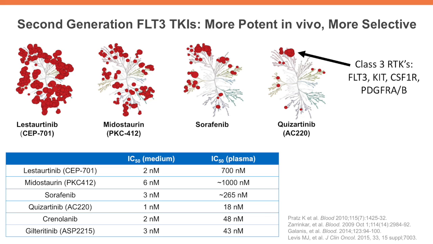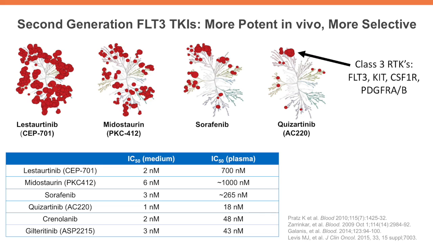Looking at kinome scans for the various drugs' activity against the entire human kinome, we can see that the first-generation drugs shown on the left were relatively non-selective in terms of their activity against various different kinases, whereas the second-generation drug, quizartinib, shown on the right, really has a small spectrum of activity against receptor tyrosine kinases, indicated by the arrow, and relatively little off-target activity.